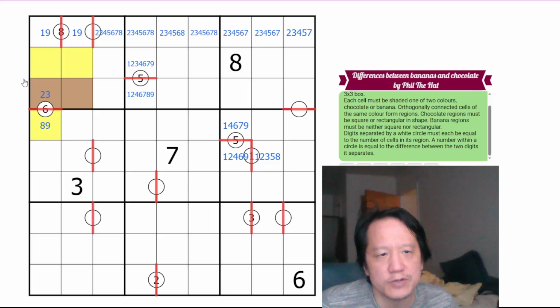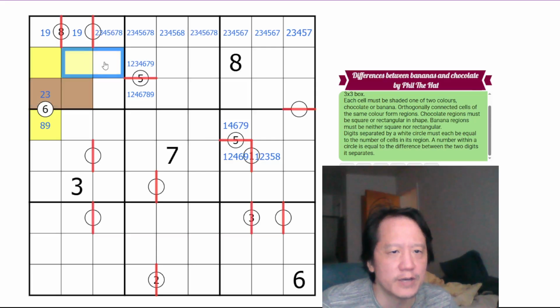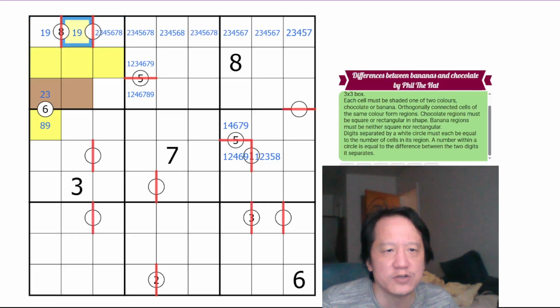So we don't need that. So it's 2 or it's 3 this way. That means banana has to go this way for the 9. That means this cannot be banana, chocolate, banana, since this would be part of the same orthogonal region. So this has to go banana, chocolate, chocolate. So the chocolate has to be at least 2 in sides. It's a rectangle or a square. It has to be a rectangle here.